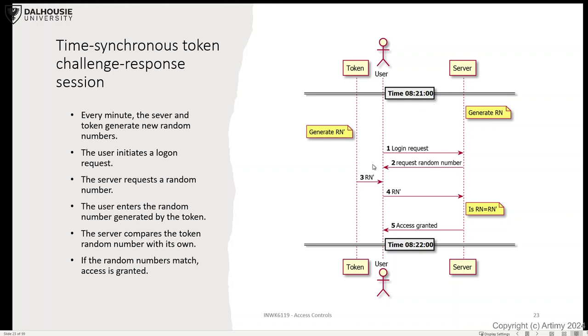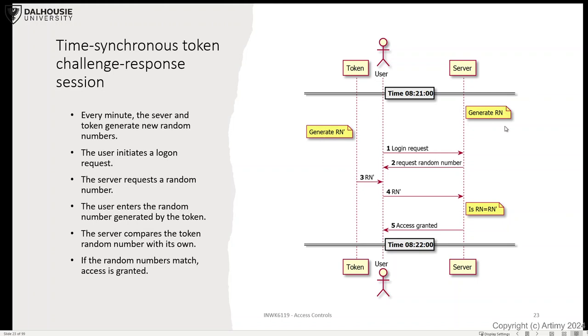The server says, okay, give me the number that you have on your token or in your smartphone. At that time, at 8 o'clock 21 minutes and 0 seconds, both server and token generate the same random number, right? Because they are using the same algorithm, and the algorithm is synchronized in time. So they both generate the same random number.